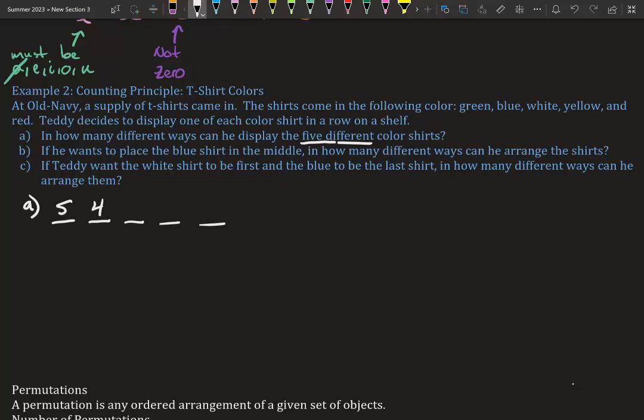Let's say we chose blue. That means we only have 3 to pick from. Let's say I put down a white shirt. That means I only have 2 to pick from. And let's say I put down the yellow shirt. That means I only have 1 left.